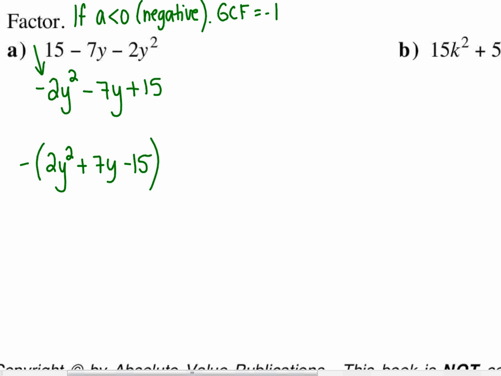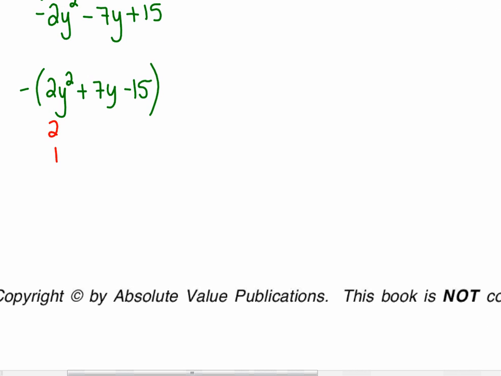So now factor that. Two numbers to multiply to 2: 2 and 1. Okay, now we want to make 7. And our product is negative 15. So 1 positive, 1 negative number. 3 and 5. I'm going to try those. Okay, so if I put 5 here and 3 here, sometimes you get lucky, sometimes you don't.